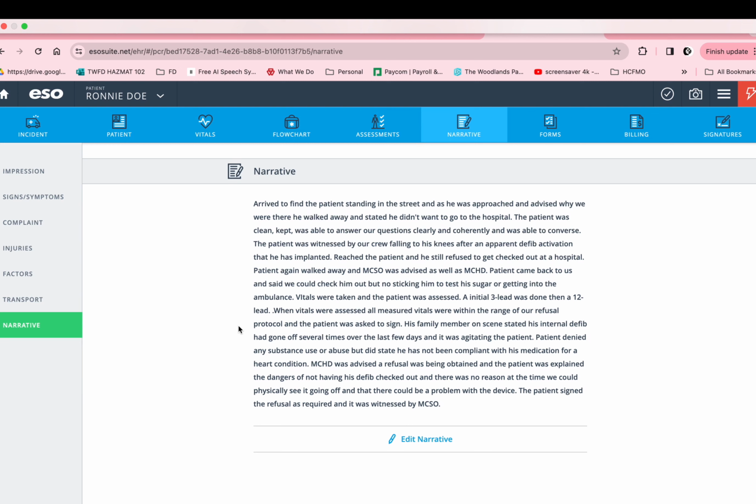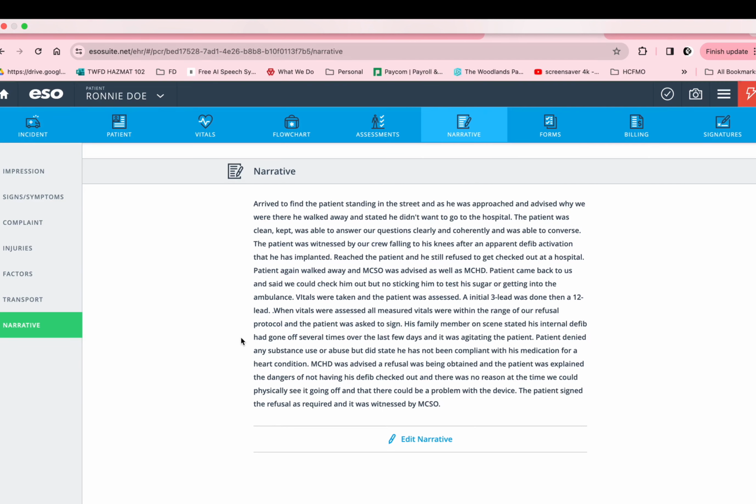But I'd much rather us get off scene once we get our baseline vitals done. So we get the initial vitals and a secondary set. We go through our whole refusal process. We dot our I's, cross our T's. We explain to the patient regarding their condition that, hey, this needs to get checked out. If you don't go, bad things can happen. We'd rather you go now since you're awake and conscious. Family cares for you, wants you to go, whatever.